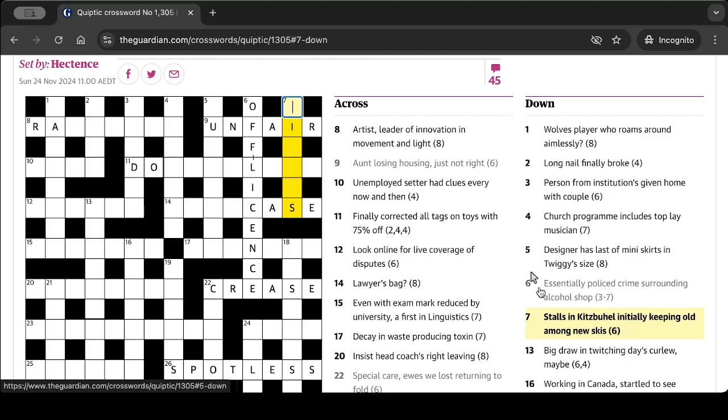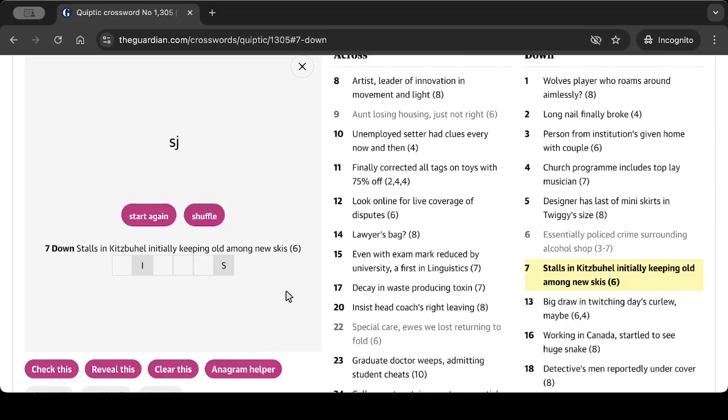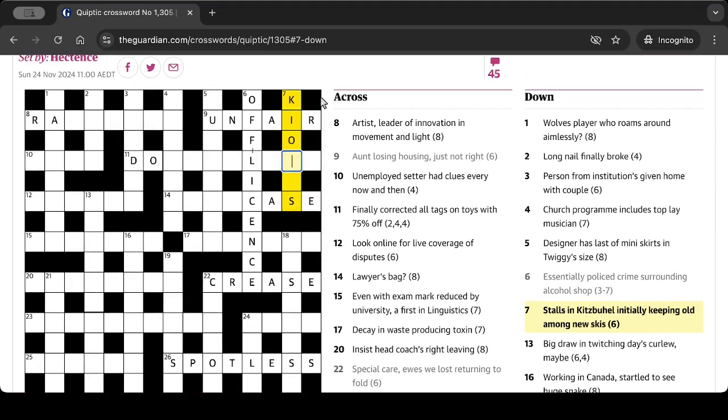So I wonder if we've got a straight part there's stalls, and then in Kids Pool initially being an I and a K, then keeping the O for old, among new skis. So if we did have that, we'd have new skis, which is 4 letters, Kids Pool initially being a K, and then old. That feels hard. So let's try skis, Kids Pool and old. Okay, so it's kiosks. Okay, so that fits. Cool.